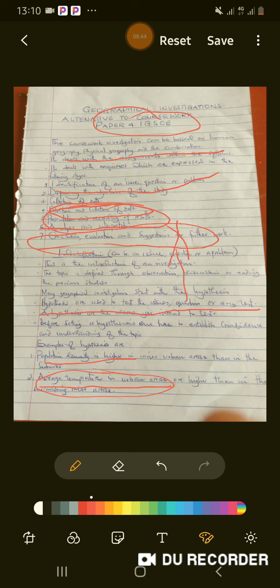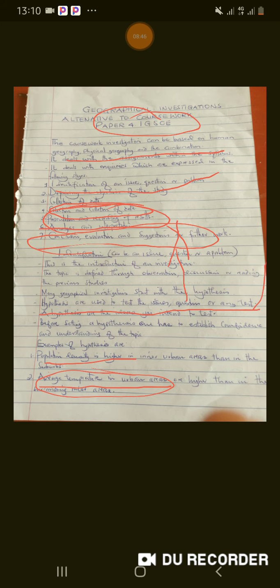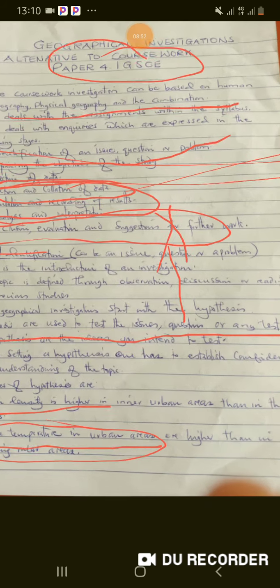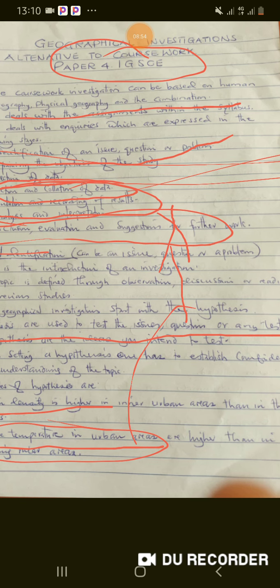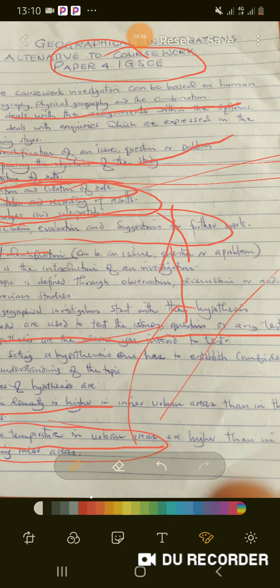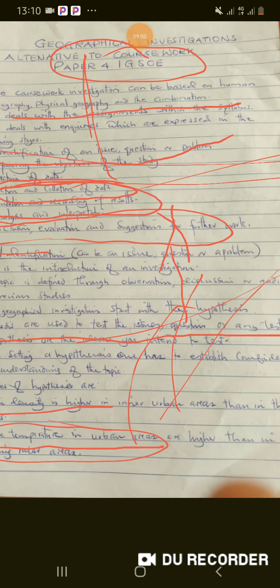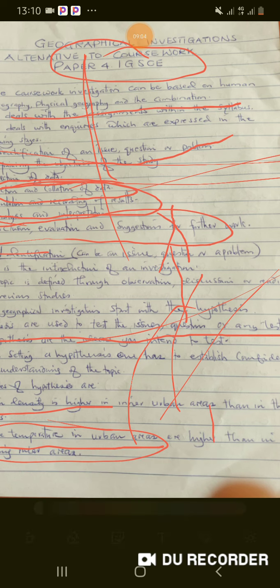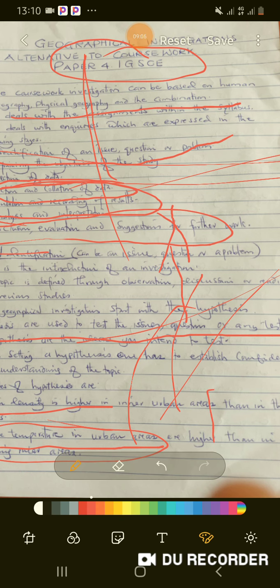These are some of the examples of hypothesis. These are the problems, these are the areas, these are the issues which are supposed to be investigated. These are the ones which are regarded as hypothesis. This is the one dealing much with what is regarded as hypothesis.